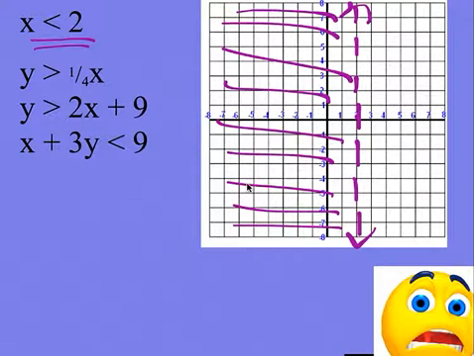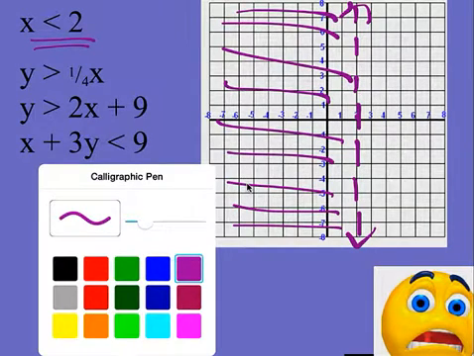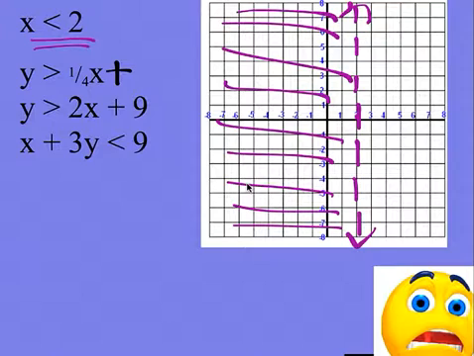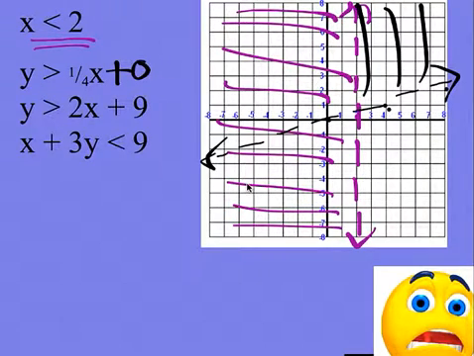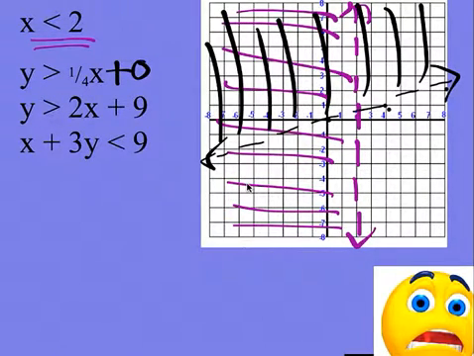The next thing I need to graph is that y is greater than 1/4 x. Well, that's the same as 1/4 x plus 0. So that means I'm crossing the y-axis at 0, and then I'm going up 1 and over 4. So then I'm going to have a dashed line going through there. And since it's facing towards the y, I'm going to shade up. So that upper left-hand corner is what's overlapping right now.